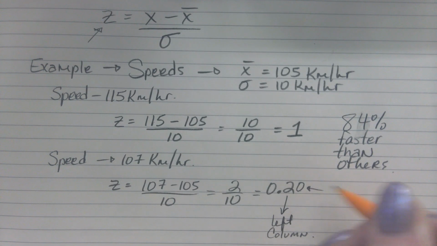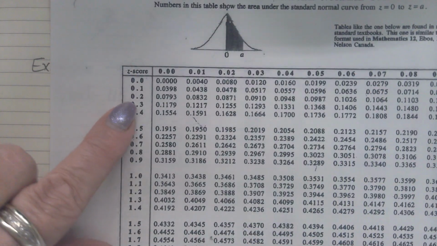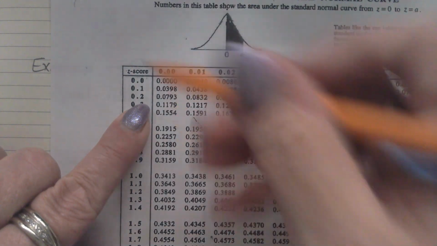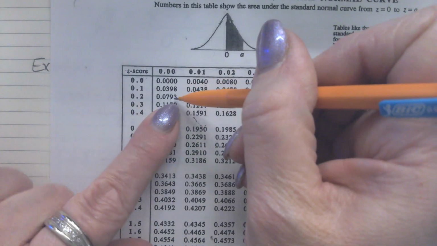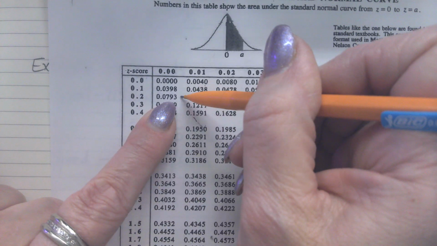And this will be at the top of my chart. I'm looking in the chart now. Okay, so 0.20. Now, right there, that's my value. Are we paying attention?